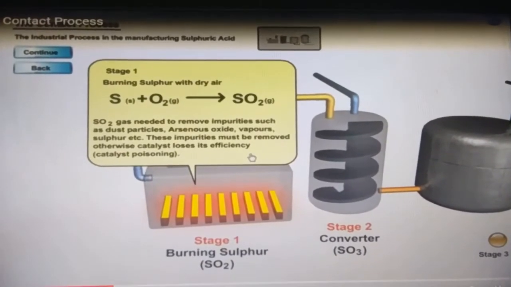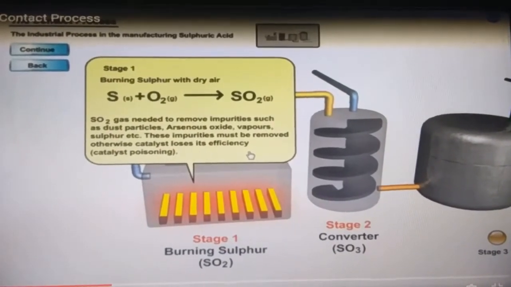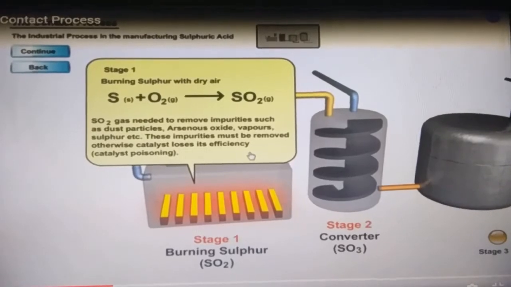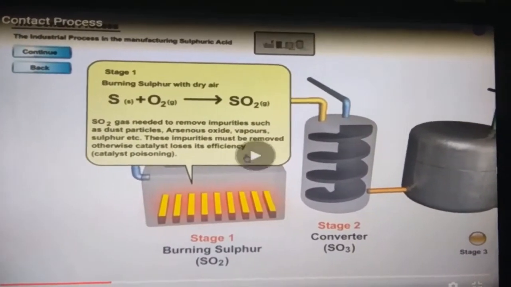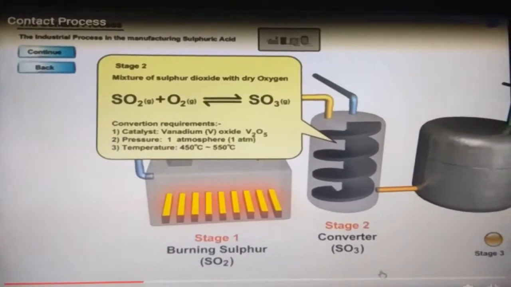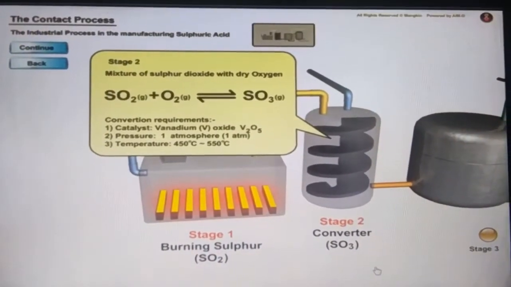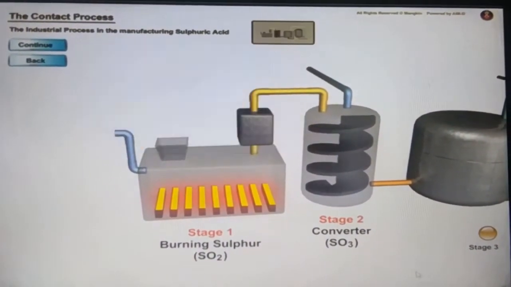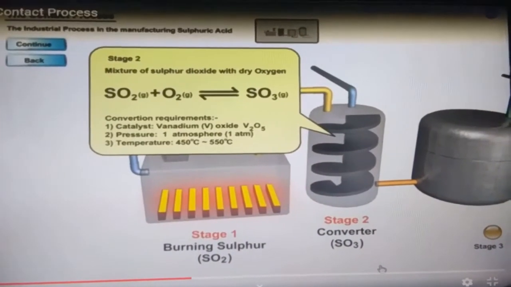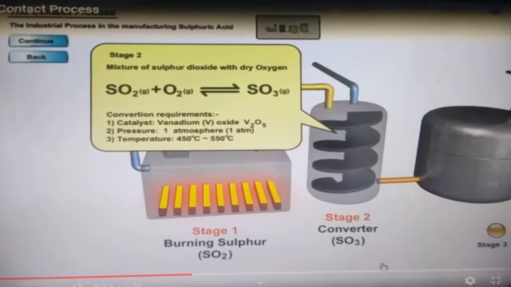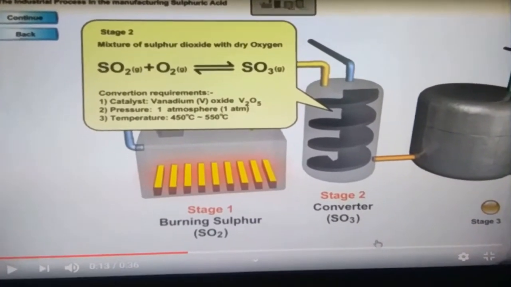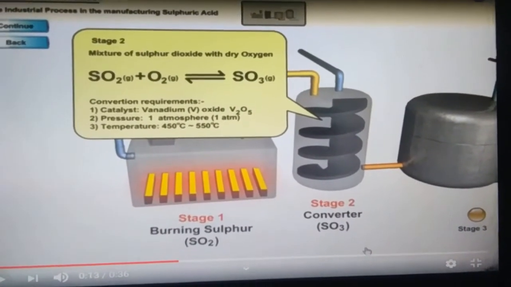Now we come to stage 2. The first stage occurs in the burning chamber. Now we come to stage 2, that is represented here. In stage 2, a mixture of sulfur dioxide with dry oxygen is combined to form sulfur trioxide, that is a gas.